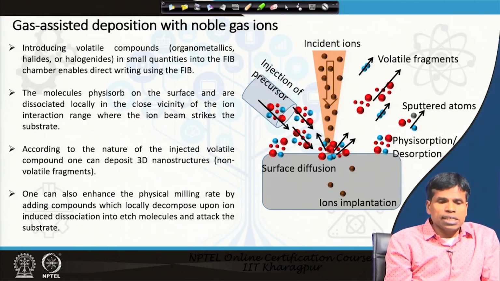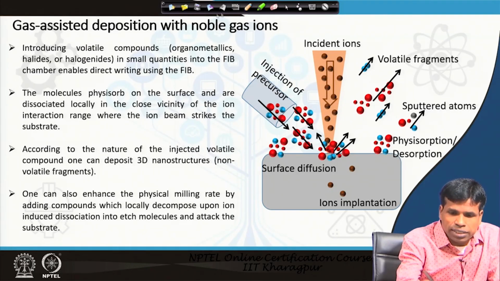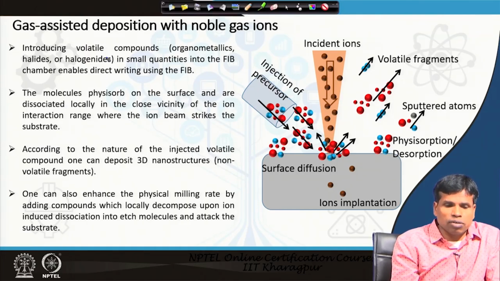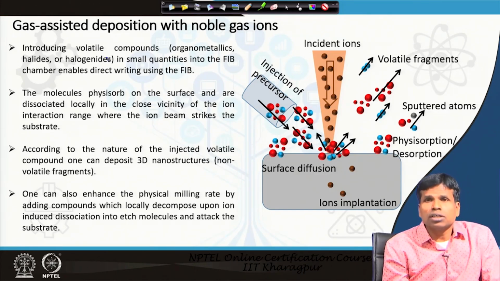Then the second thing we can do with helium ion microscopy is gas-assisted deposition with noble gas ions. We can deposit materials using these gases and ions. We can simultaneously introduce volatile compounds such as organometallic compounds and halides in small quantities into the chamber, and then deposit those on the specimen surface.